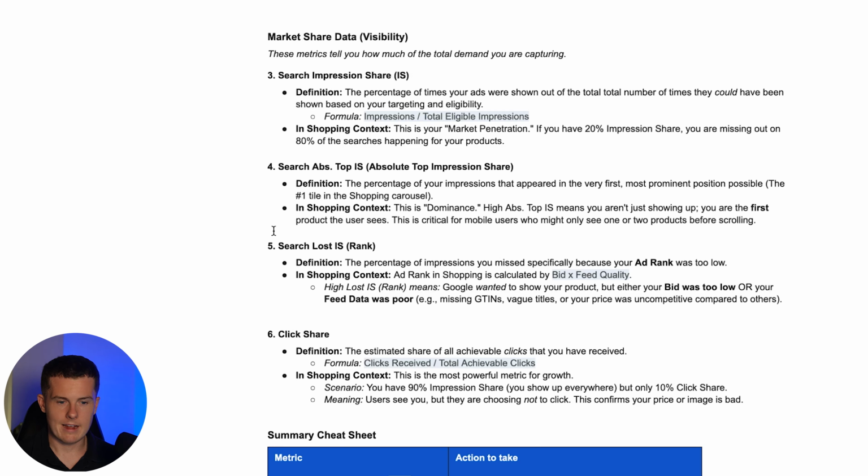Search lost IS rank. So this is basically the percentage of impressions you lost out on, not because of your budget, but because of your ad rank. Your ad rank was too low relative to other people in the auction who beat you in the auction.